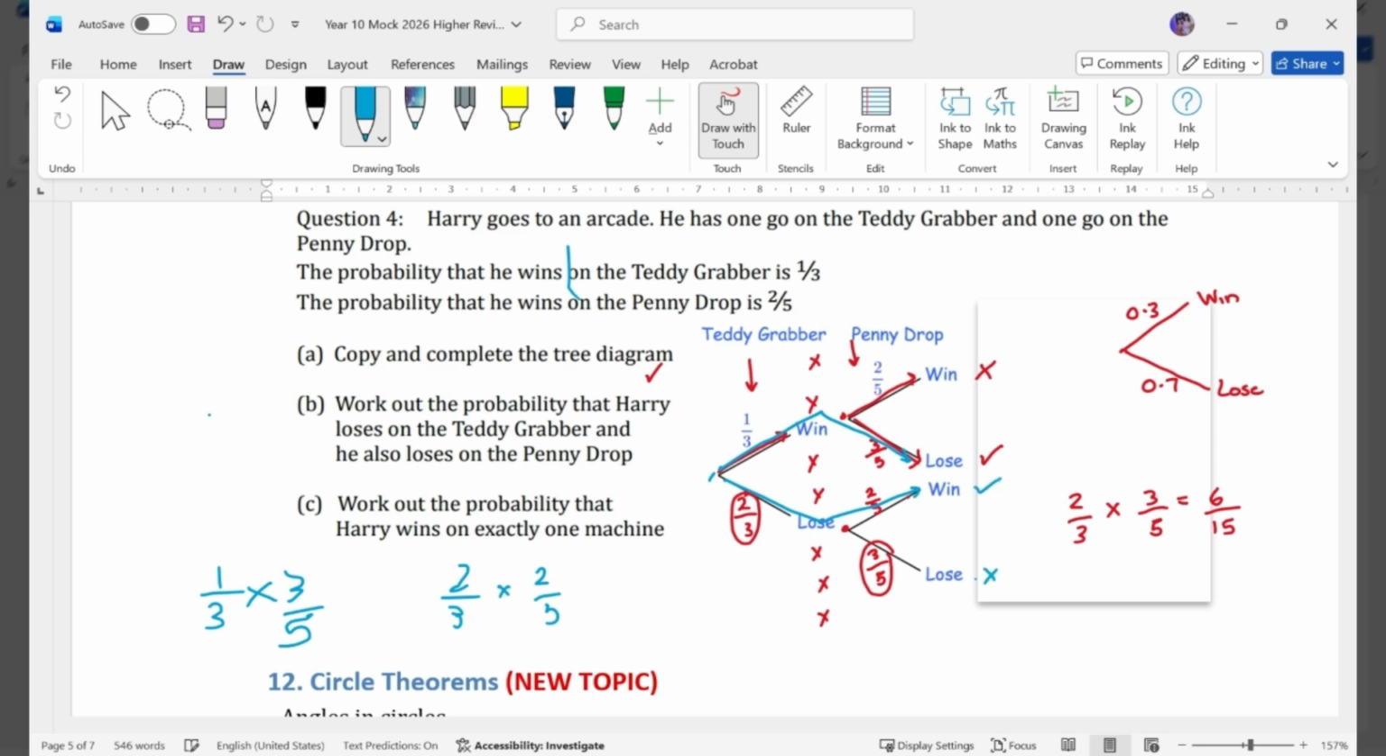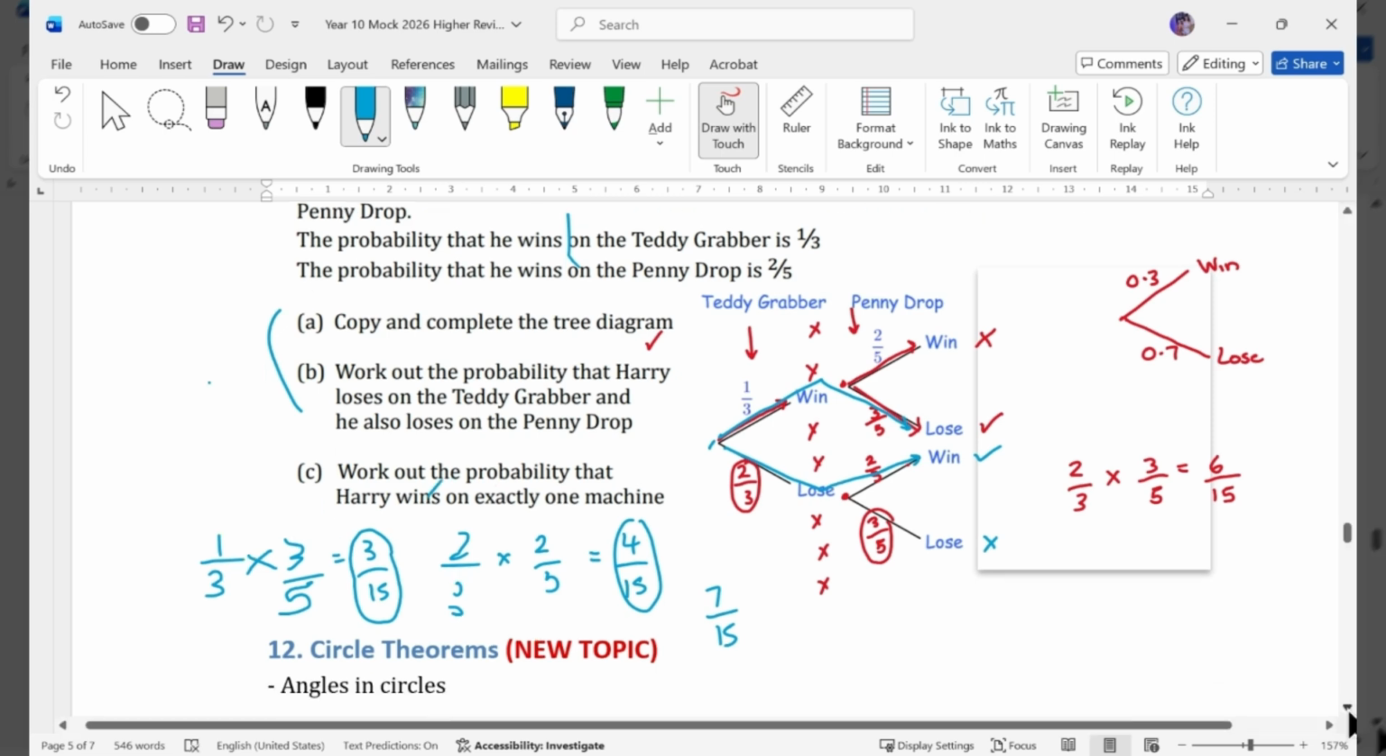So this one is 3 over 15: 1 times 3 and 3 times 5. And this one is 2 times 2 and 3 times 5. But because there are 2 ways to get 1 win, there's that way and that way, I need to add those together for my final answer. That's tricky, that part C. Be prepared for a part A and a part B like that. Part A, filling in the missing numbers. Part B, doing a times along one of those branches. Now, we've got to be a little bit honest here.